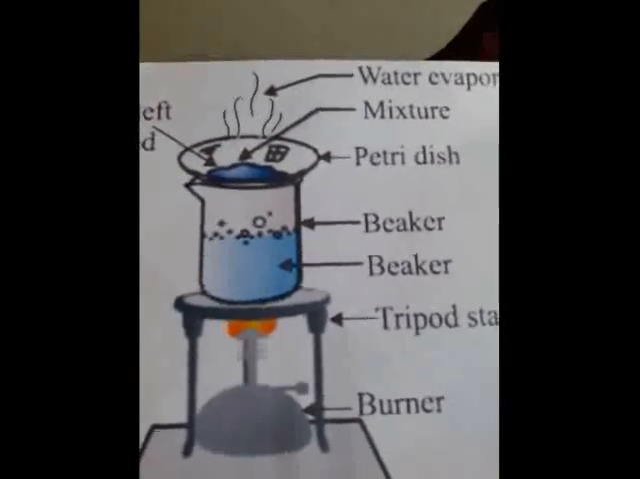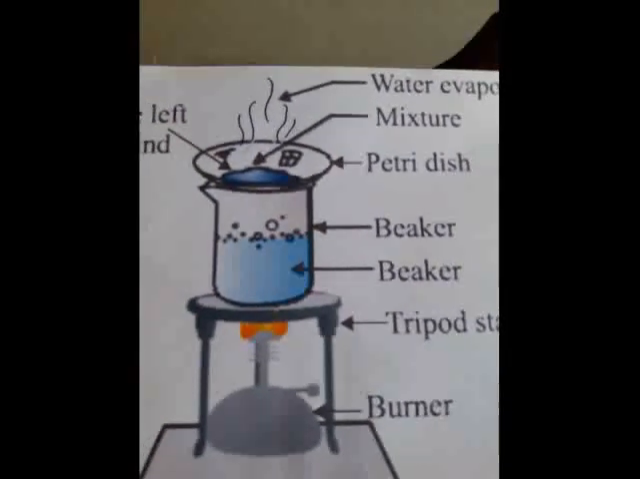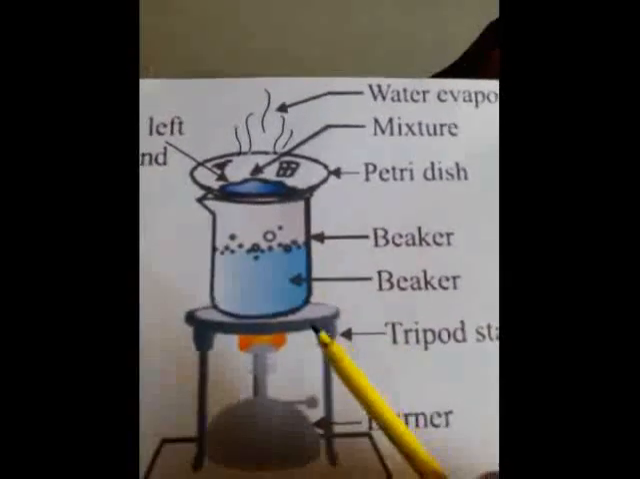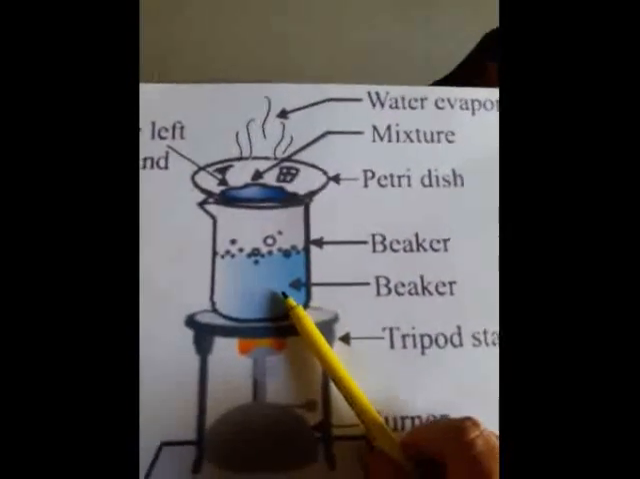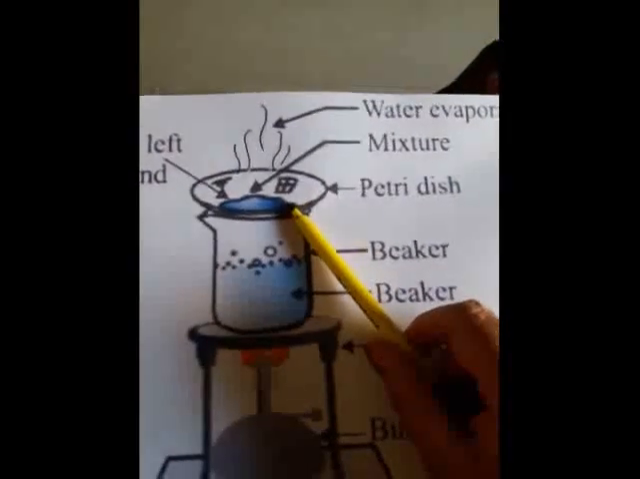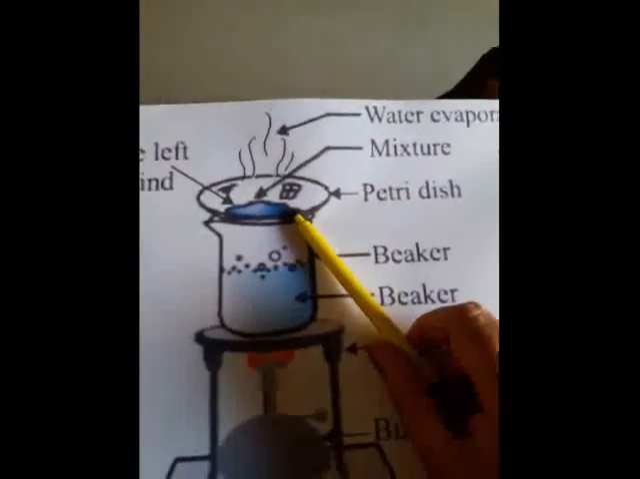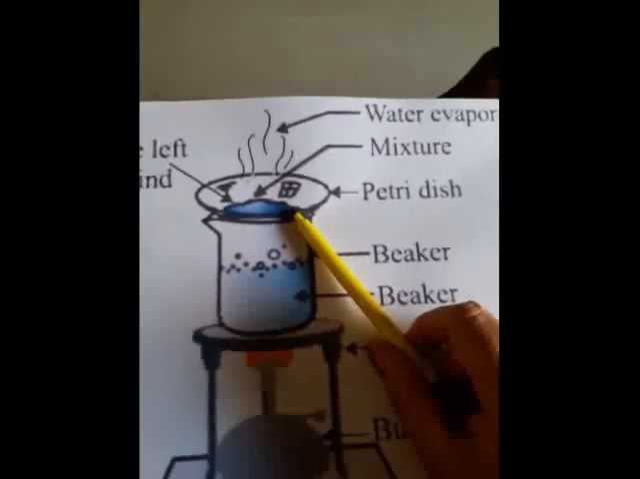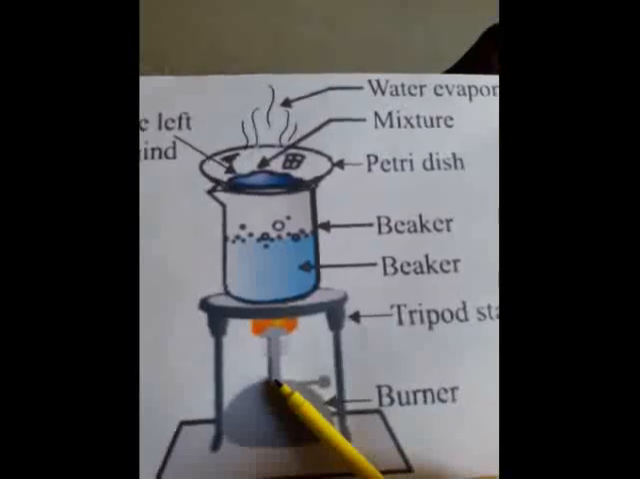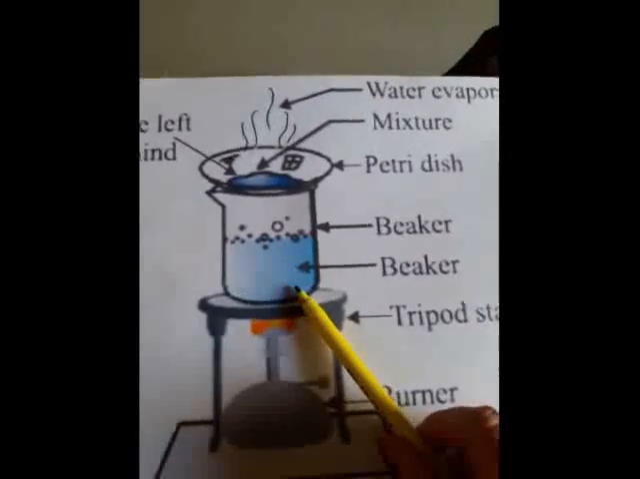Yes, students, let's do a quick recapitulation of the evaporation process. What is there in the beaker? In the beaker there is water. What is there in the petri dish? In the petri dish there is ink. So what are we doing? We are heating the water.